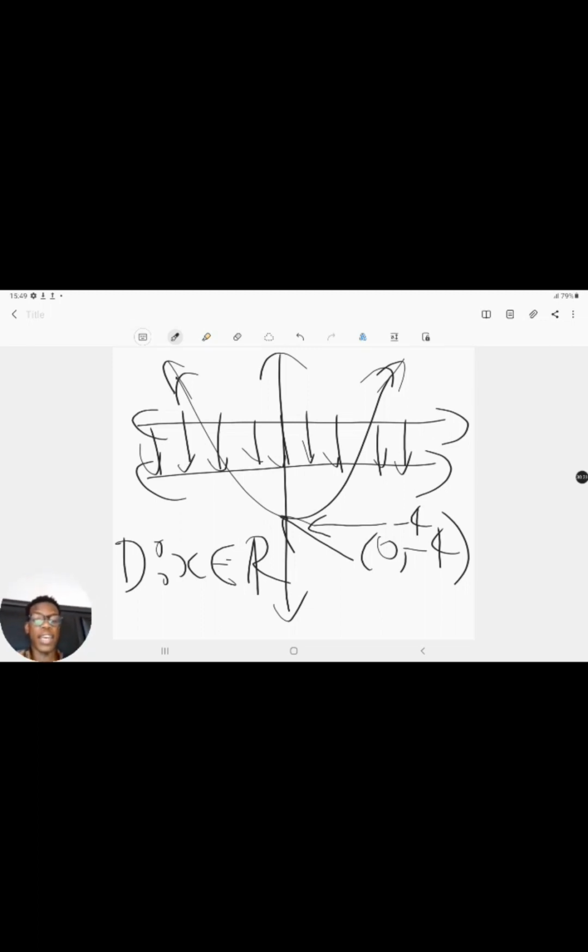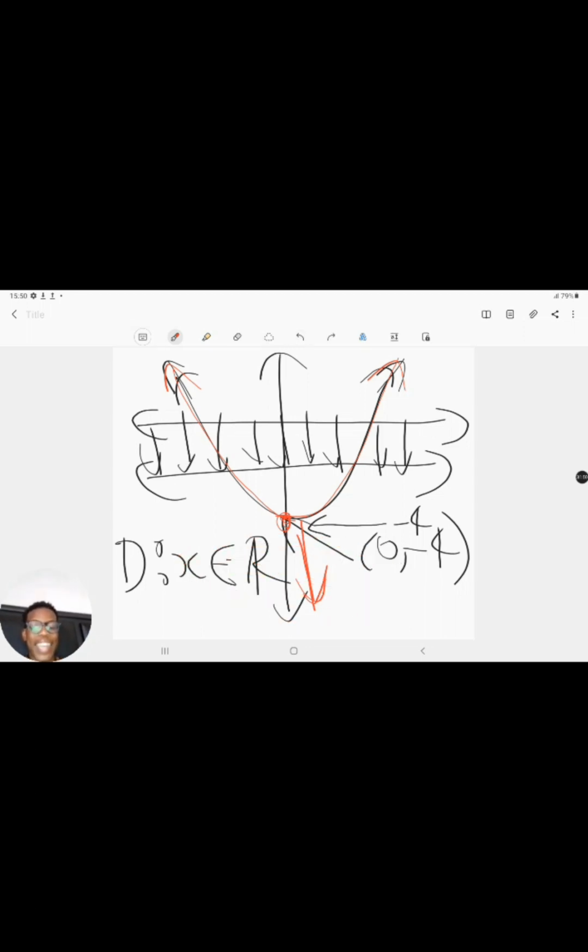You will agree with me that for any y value that is below -4, the graph does not exist. The graph only moves from -4 going up. For -4 going downwards, the graph is not here. The graph does not exist below -4.